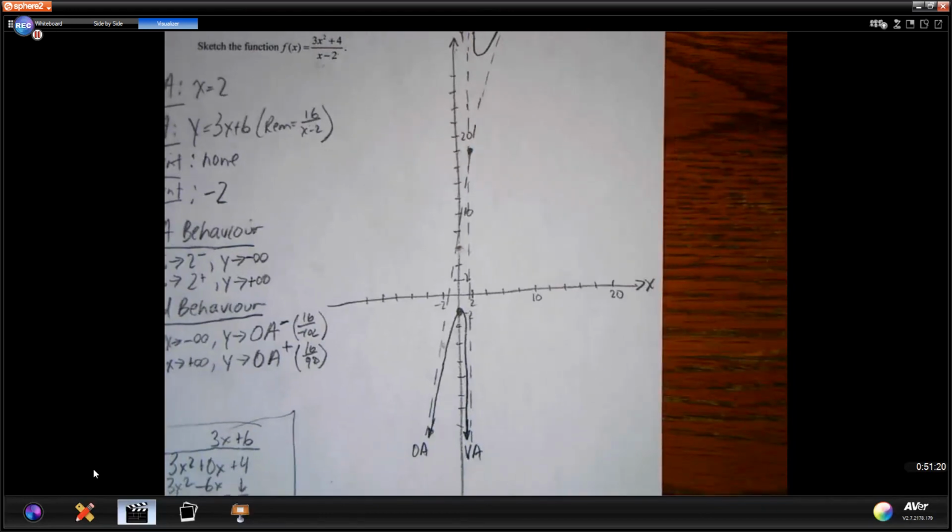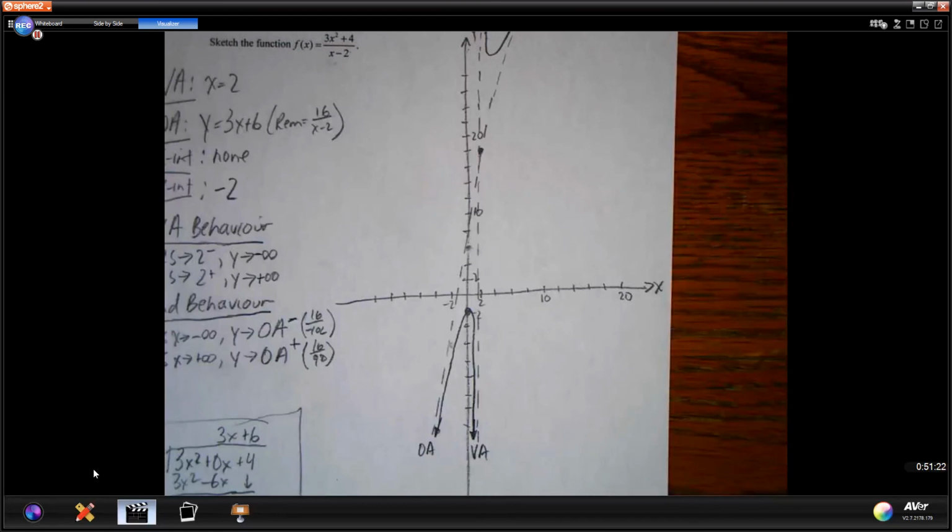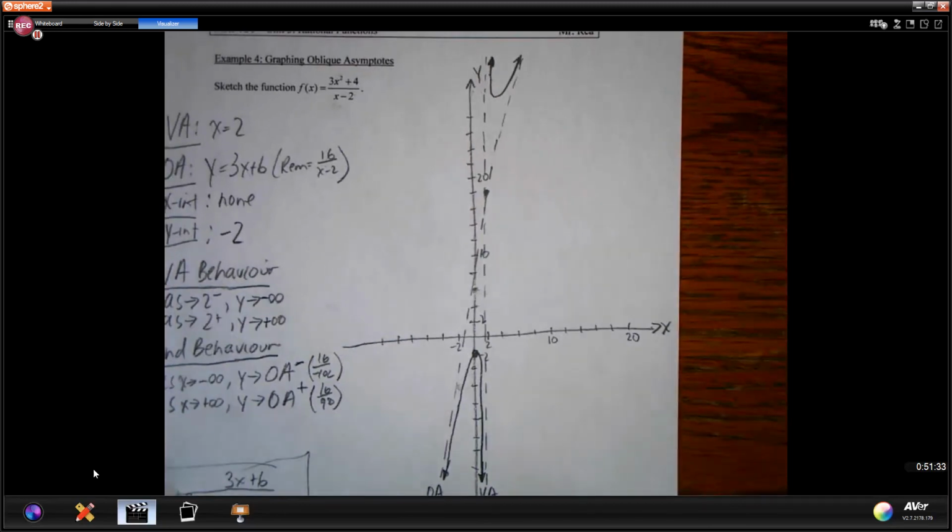I've attached a worksheet that you can use to practice sketching different rational functions that have all sorts of asymptotes, and some have holes. This is just to get some good practice of the stuff we did this lesson.